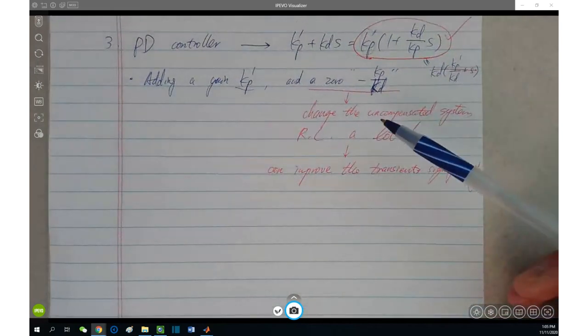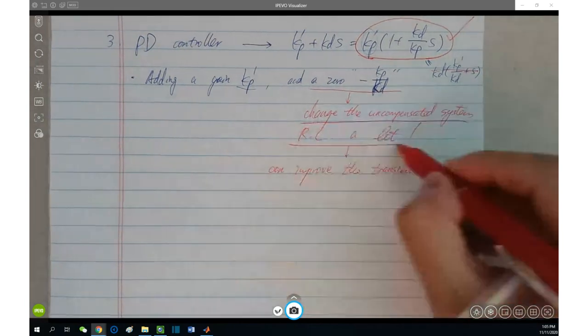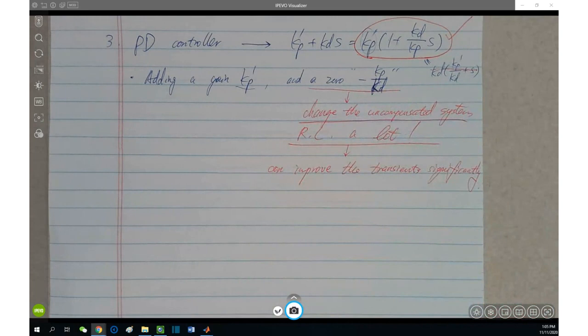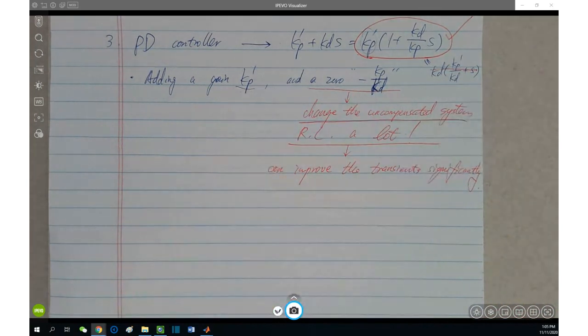So what can PD do? You need to be very clear. The PD can change the locus dramatically by introducing this zero here. And also, it can change the gain, of course. Because it can change the root locus a lot, you can somehow place the new root locus across the desired dominant poles. Therefore, you can improve the transient significantly. This is the idea. So PD is taking care of improving the transient.